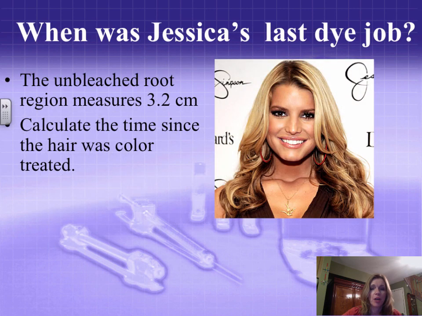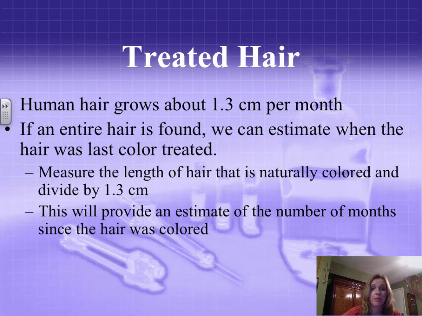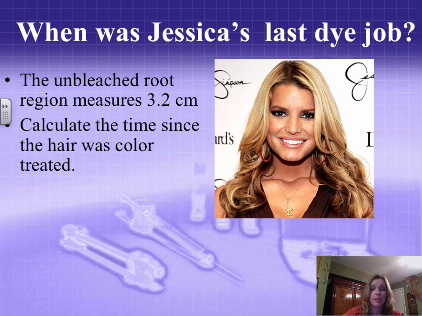Okay, so Jessica's got some roots here. So let's say the root region measures 3.2 centimeters. So what I'd like you to do is calculate the time since the hair was last color treated. So let's go back. Remember, you're going to take that 3.2 centimeters, which is the length of the hair that's naturally colored, and divide by 1.3. Easy peasy, simple division. So give me that answer and we'll go over it in class.